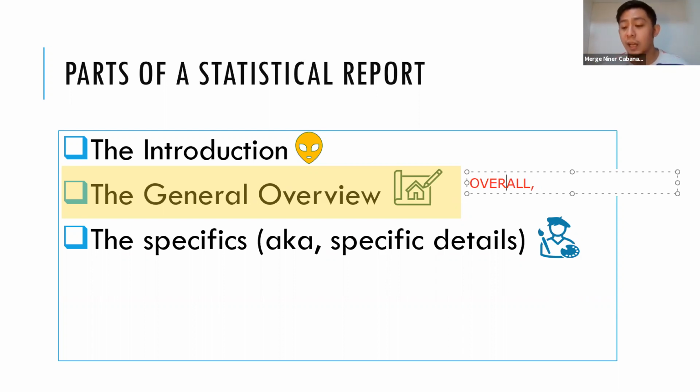Later, we will be coming up with samples of general overview so that you can have an idea like, oh, Sir Kevin was right. The general overview functions as the conclusion of my statistical report, but the difference is that the general overview is found after the introduction. And now, this is it, the specific details, or also known as specifics.